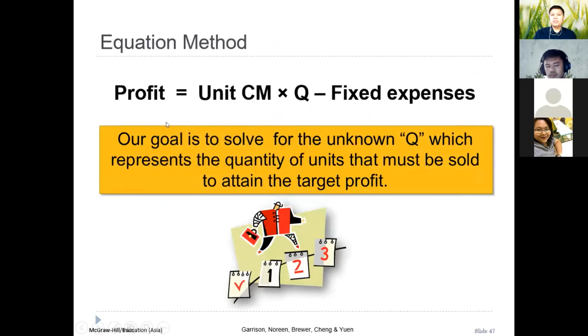Tama ba to? Profit is equals to unit CM times quantity minus fixed expense. Ito yung unit contribution margin times quantity minus the fixed expense. Now your goal daw is to compute for Q. Diba, when you work on equations, you can compute for a missing variable here, for the value of the missing variable. Tama ba yung sinasabi ko? The value of Q, no?